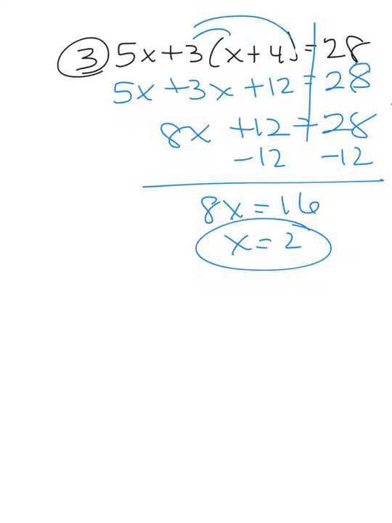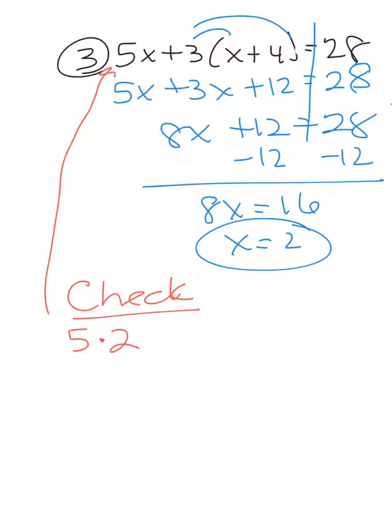Now, similar to the one-step equations, I can always check these. So x is equal to 2, I'm going to check this one. So wherever I see an x in my original equation, I'm always going to go back to the original, I'm going to substitute a 2. So I have 5 times 2 plus 3 times the quantity of 2 plus 4 is equal to 28.